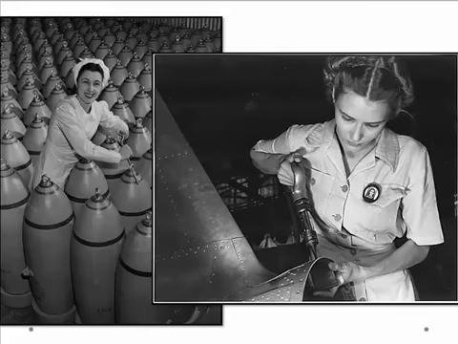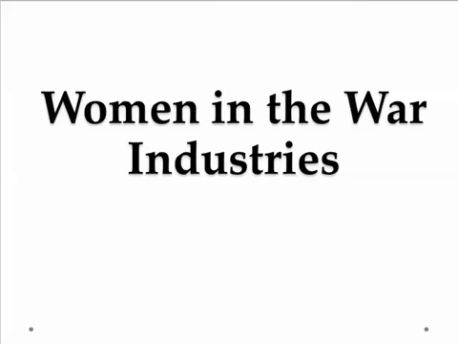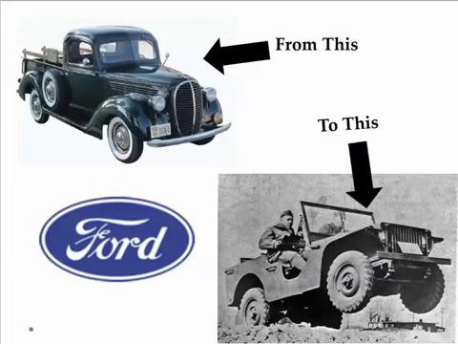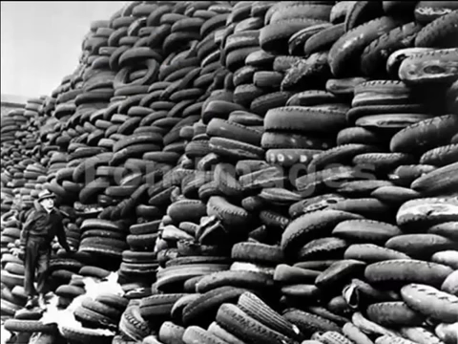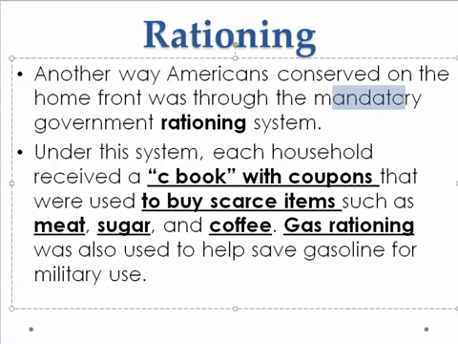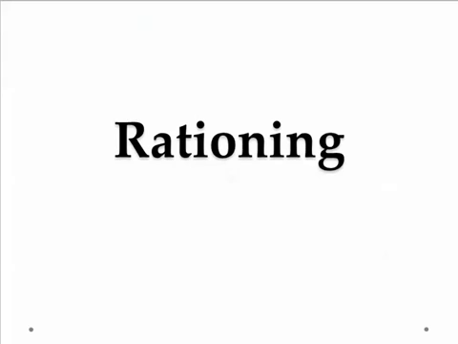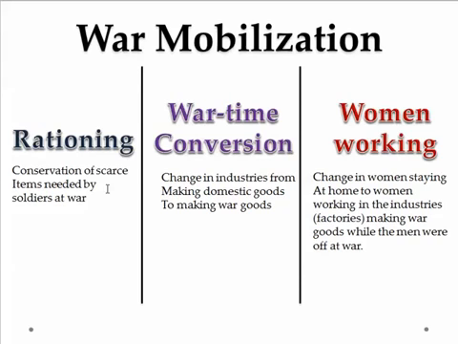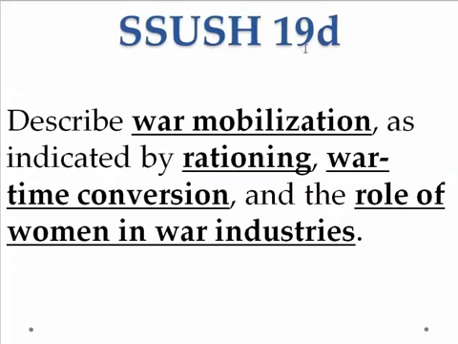And so with these pictures of Rosie the Riveter and women in the war industries and wartime conversion, and then all this rationing going on, whether it be voluntary or whether it be mandatory by the government. And some of these coupons and these C books are mandatory government rationing. And we see all these. We've met our war mobilization standard at rationing and wartime conversion and women working in the war industries, all part of war mobilization. And that was our standard 19D.